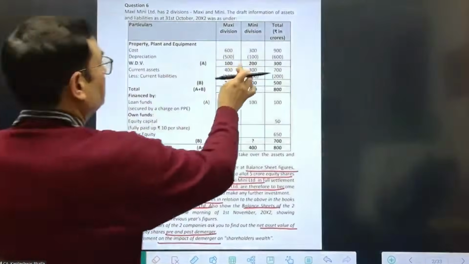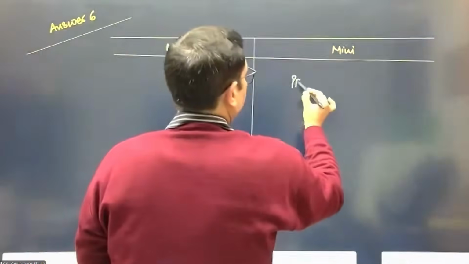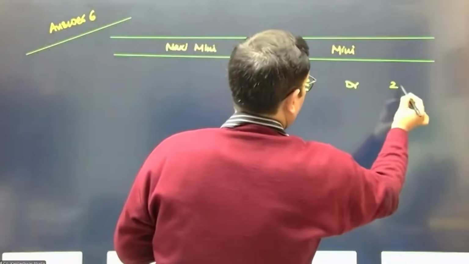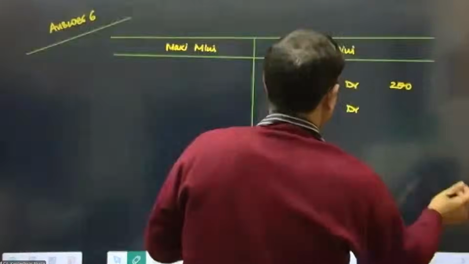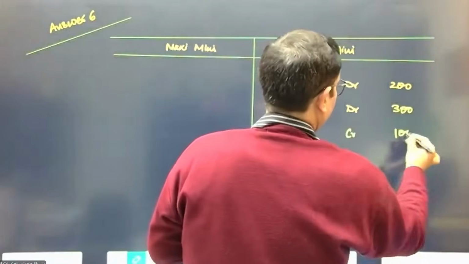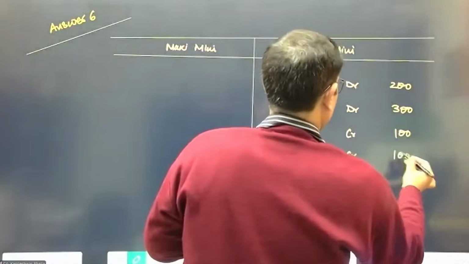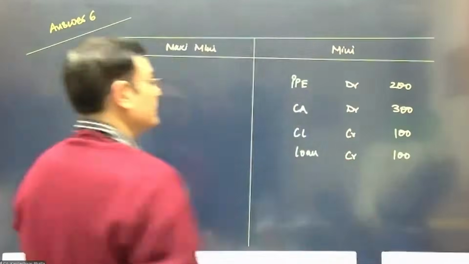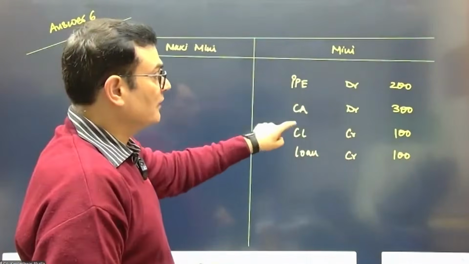So we've got the PPE is 200. So we capture, first of all, PPE at a book value. That is 200. Then the current assets, that is going to be 300. And then there is current liabilities, that is 100. And then there is a loan funds, which is 100. So this is as far as the net assets are concerned. So all the assets and liabilities are incorporated at the book values itself.